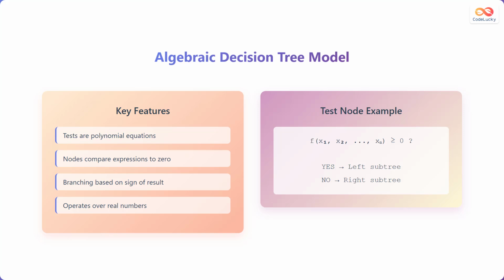Here we introduce the algebraic decision tree model. Key features of this model include that the tests are polynomial equations. The nodes compare expressions to 0, and branching is based on the sign of the result. This model operates over real numbers. For example, a test node may look like this. Is f of x1, x2 through xn greater than or equal to 0? If yes, follow the left subtree. If no, follow the right subtree.